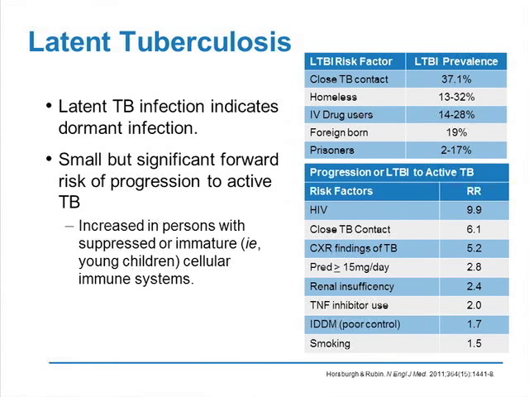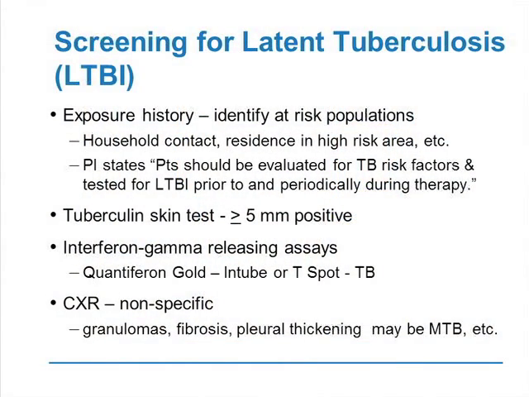It's important to recognize that there are risk factors for developing latent TB, and these are shown on the right. They include close contacts, those who are homeless, IV drug abusers, being foreign born, especially coming from endemic countries, and those who are imprisoned. But then the progression from LTBI or latent TB to active infection can be seen in other high-risk groups. Those who are immunosuppressed, such as the HIV population, those who have close contacts, and others are listed here, including patients who have received biologics, especially the TNF inhibitors.